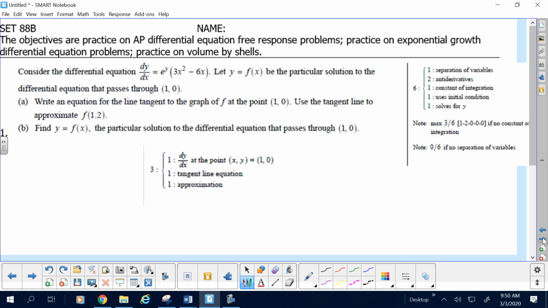Alright, so we're on 88B on the first free response. Do you see where I'm at? The E to the Y question. Okay, here goes. First is the equation for the tangent line. What do you need first to find the equation of the tangent line? Do you need to integrate first to get the equation so that you can do the tangent line?